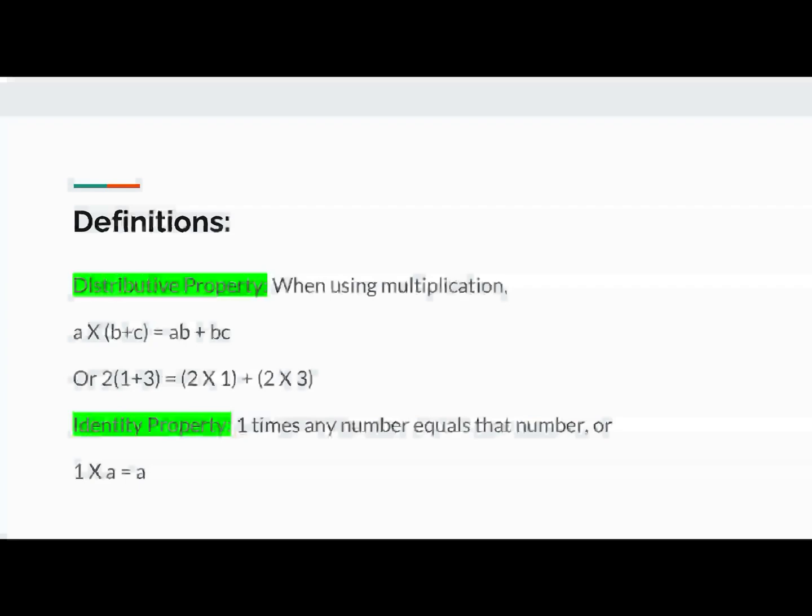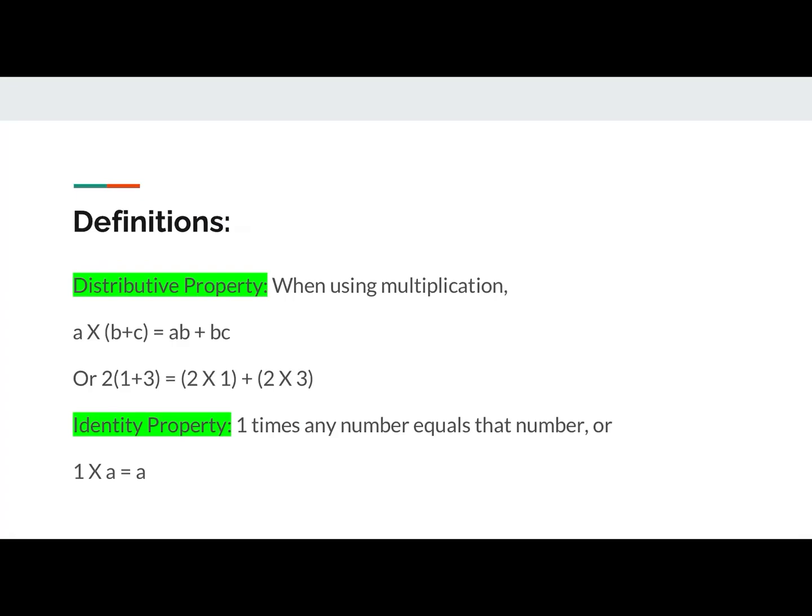So when using multiplication, a times (b plus c) is equal to a times b plus a times c. Or, if we want to think of this with numbers, 2 times (1 plus 3) is equal to 2 times 1 plus 2 times 3.